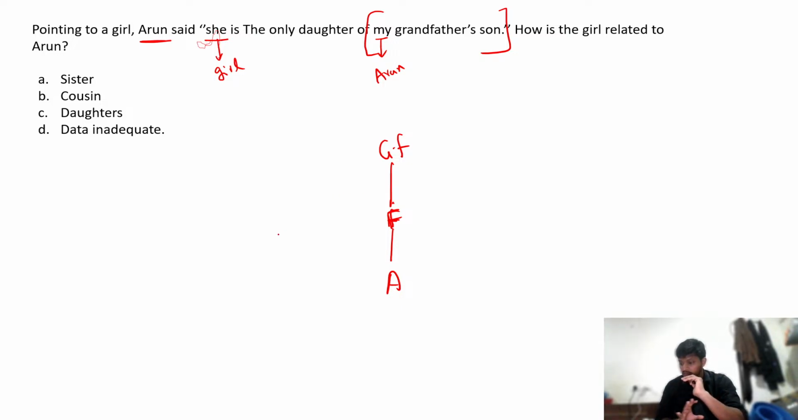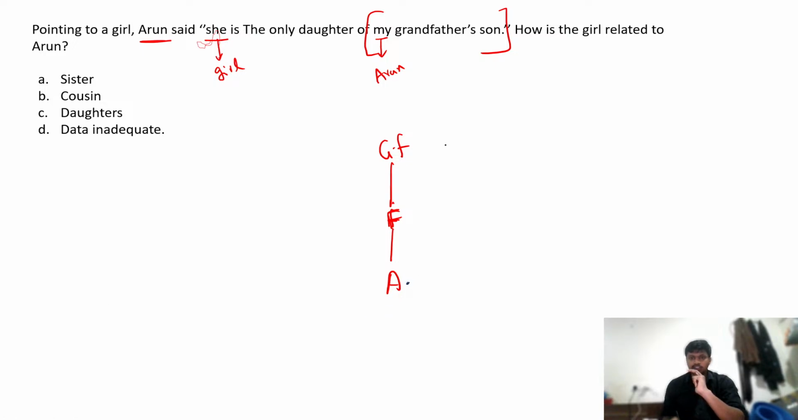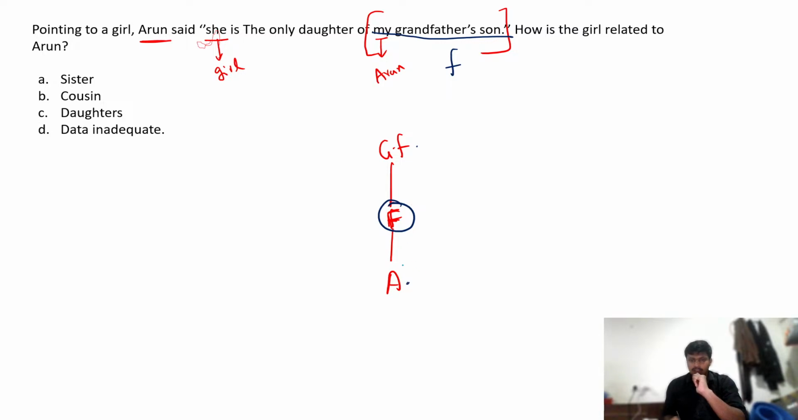Guys, don't worry, this is not the right answer, but I will tell you one scenario first. Here we have Arun, Arun's grandfather, and Arun's grandfather's son. By the time I solve the second statement, I got stuck at F. Now see here, she is the only daughter of F. So the girl is the only daughter of F, meaning F has only one daughter, and she is the girl. That means Arun should be a male person. In this scenario, the girl will become Arun's sister. But wait.